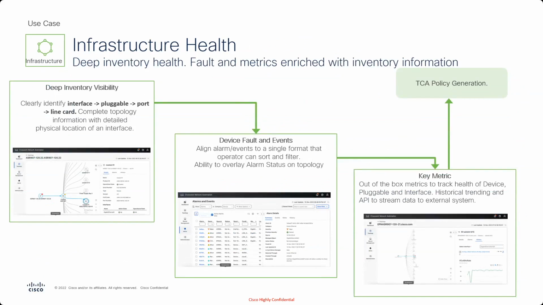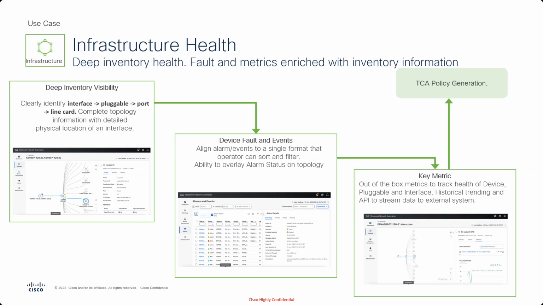So step by step, starting from the bottom, infrastructure health. As I said, we are bringing in some of the functionality that we have in EPNM. We are bringing in inventory because when I have a problem on the service, on a specific interface, I want to relate that interface to a port, to a line card, to a slot, and to the device where that interface is sitting.